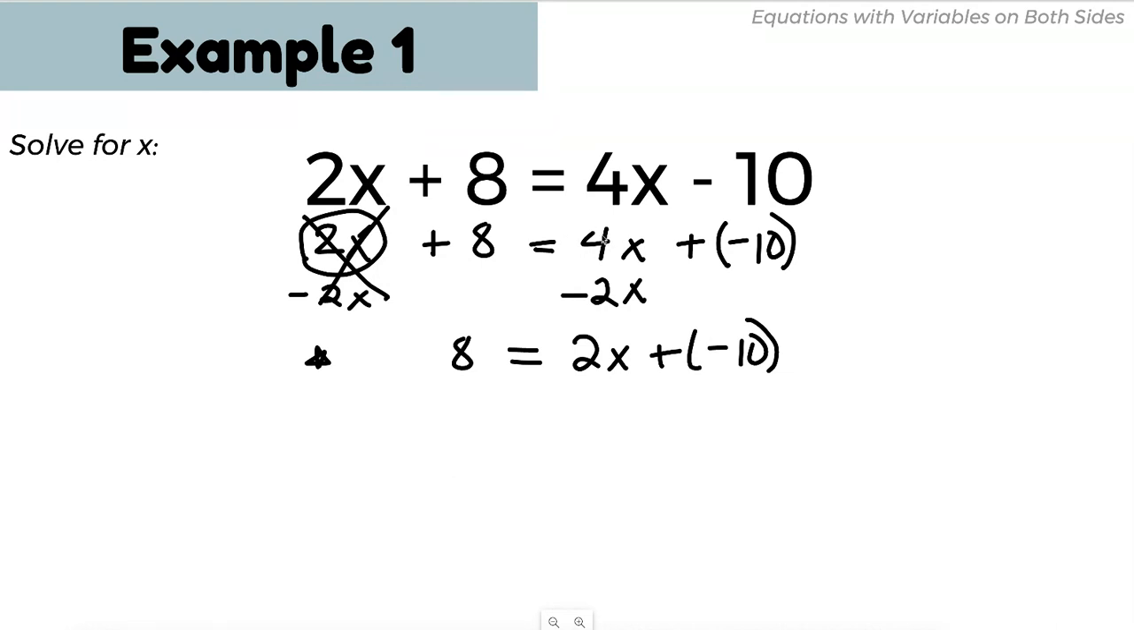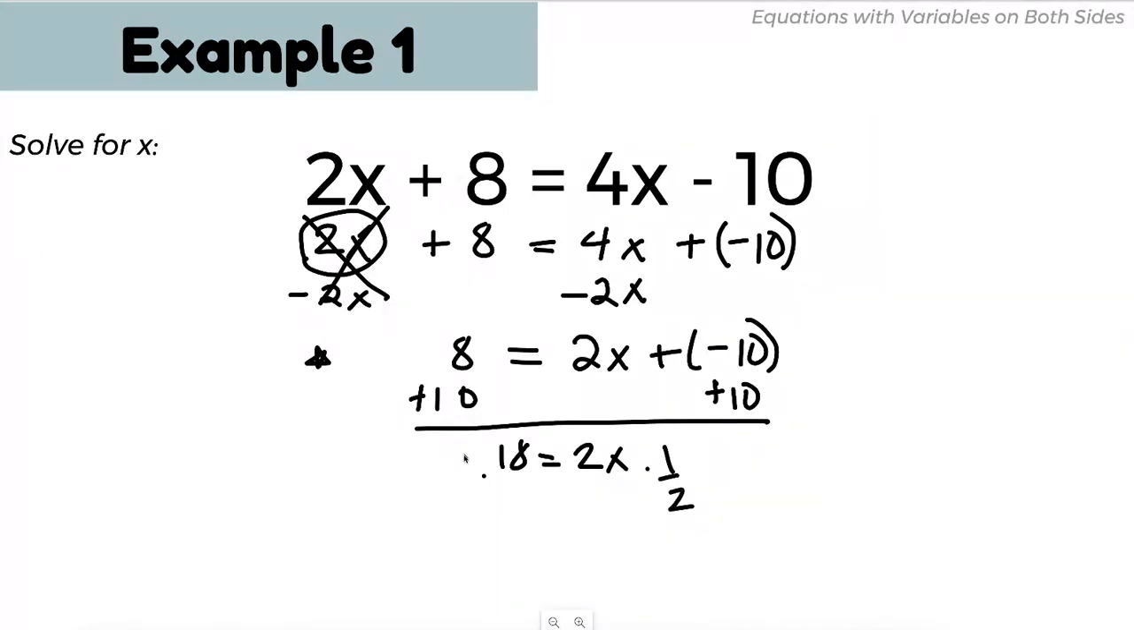Remember your integer rules. 4 and negative 2 is positive 2. And then from here, you just solve the two-step equation like you've done over and over and over again. And you get 9 equals x.